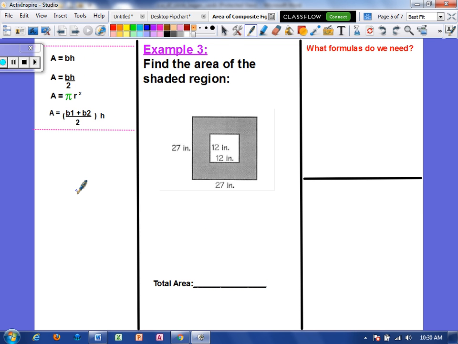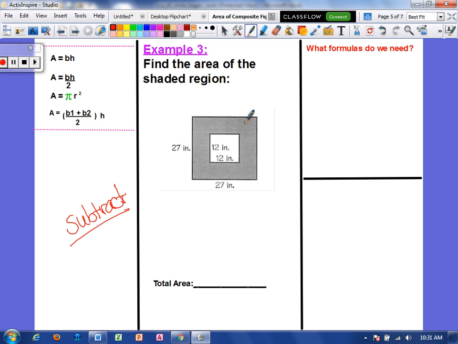All right, example 3, we want to find the area of the shaded region. So that means we're just finding the area of this part right here. So remember back at the beginning of the video, I said if we have to find the area of a shaded region, we have to subtract. So we're still going to find the area of each piece, but we're going to subtract them instead.